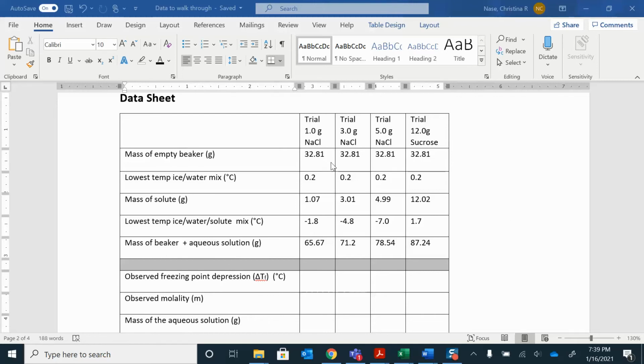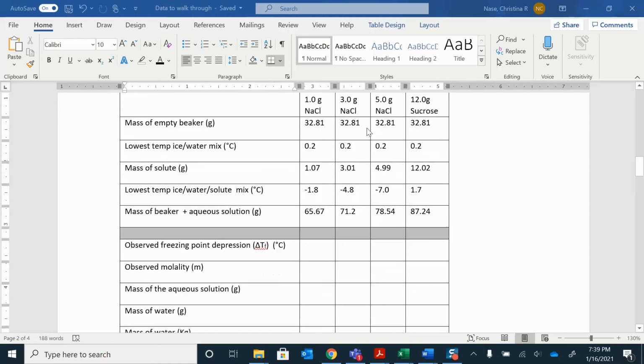So you just have to find these 5 numbers for every one of these trials. And the mass of the beaker is always going to be the same. You only measured the ice water mix one time. So really you only have to measure these things, right? Weigh out your sample, initial temperature and final temperature, and at the end you strain out the ice and you measure the solution in the beaker. So that's all the collected data.